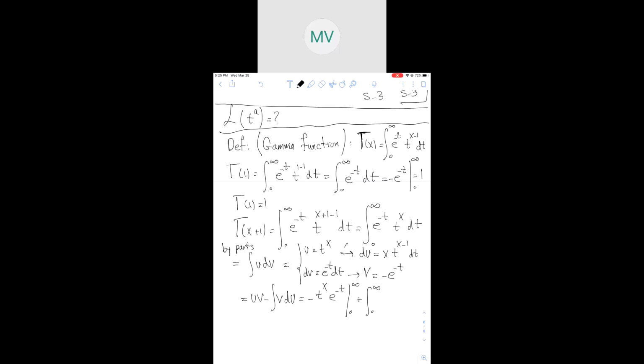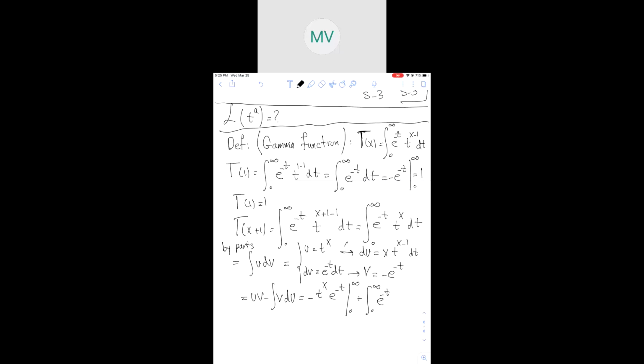Integration 0 to infinity, e to the negative t, right? There's an x in there. I'm going to pull that x out because remember, the integration is with respect to t, so x is a constant. Let me put the x in front of the integration, and then I have t to the x minus 1. Now this is the gamma function. What's the gamma function? Well, gamma function of what? That's exactly gamma function of x. So the second term is x gamma of x.